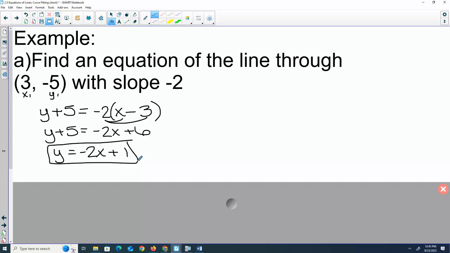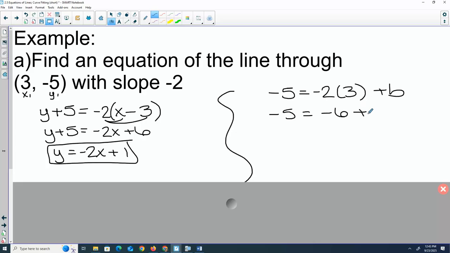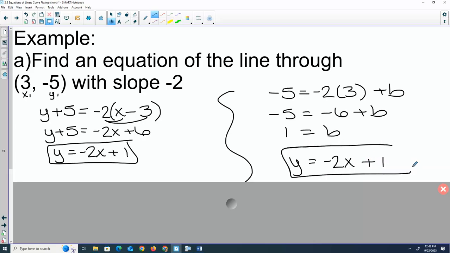Does that seem familiar? If you didn't use that formula, if you just want to use y equals mx plus b, all you do is you take your point, plug in for x and y so you can find your b. So the y is -5, slope is -2, x is 3 plus b. Add the 6 over, so y-intercept is 1. So mx plus b, -2x plus 1. So 2 methods, same equation at the end. I do not care how you get it.